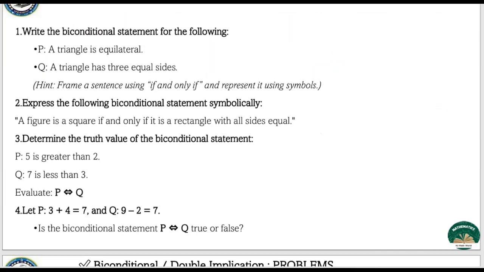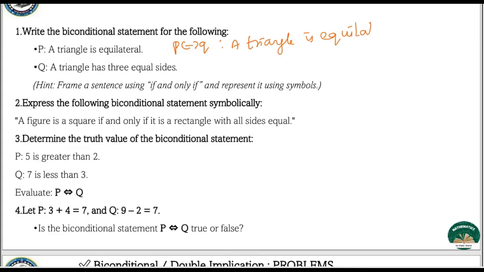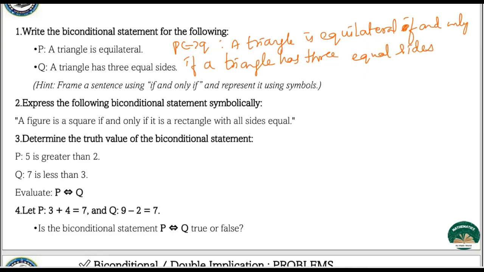Write a biconditional statement by using if and only if. So what will it be? P double implication Q. A triangle is equilateral. Equilateral means all the sides are equal. A triangle is equilateral if and only if a triangle has three equal sides. Then what is next one?